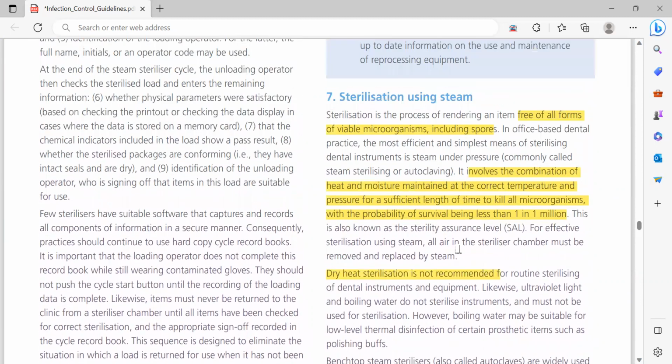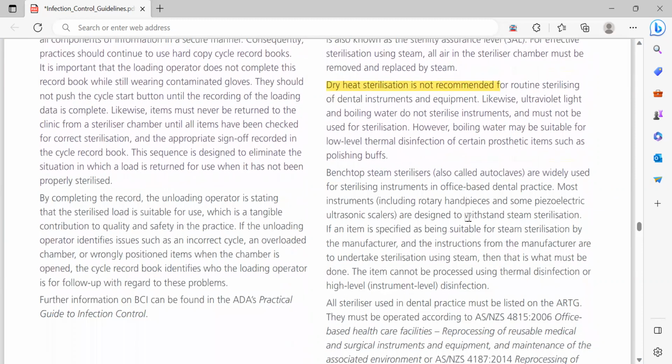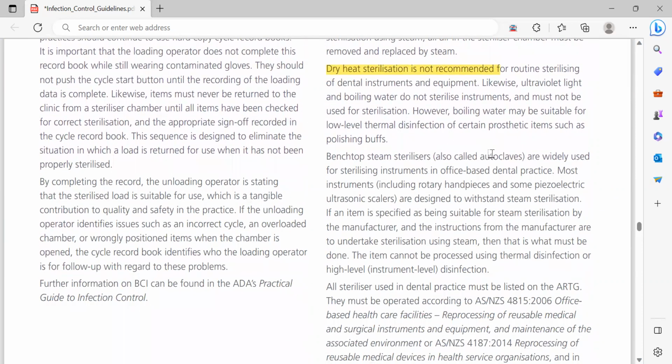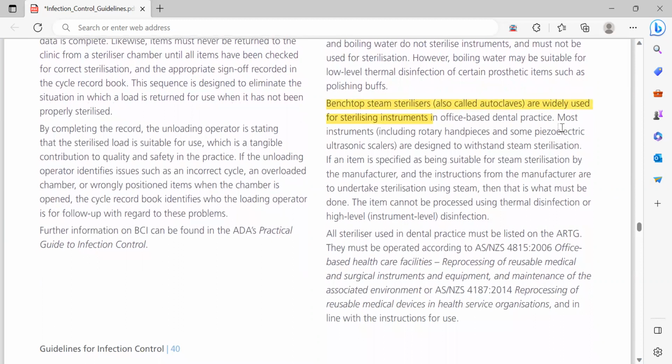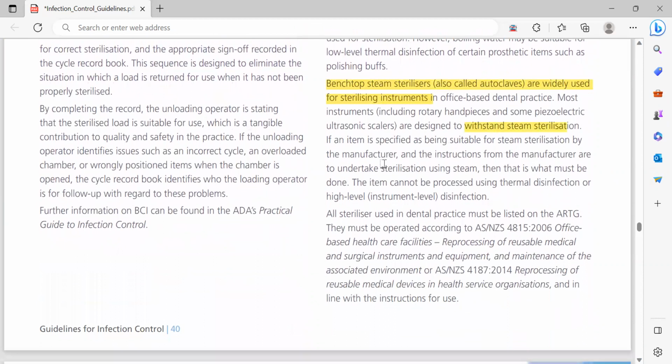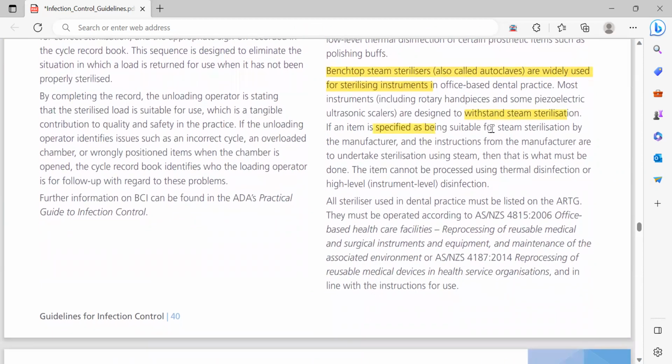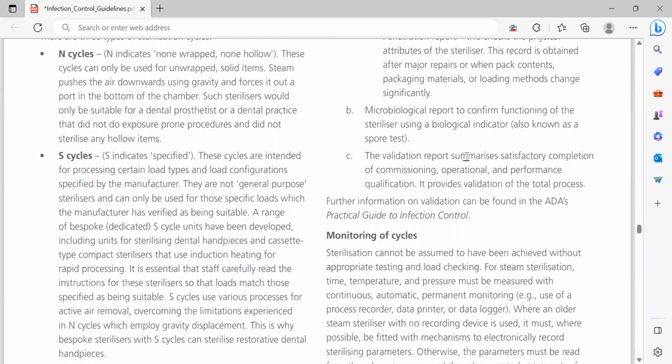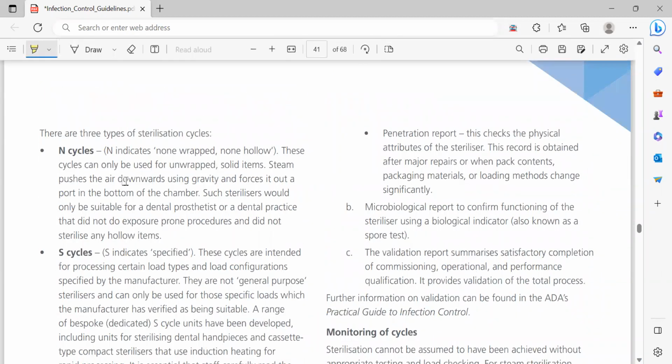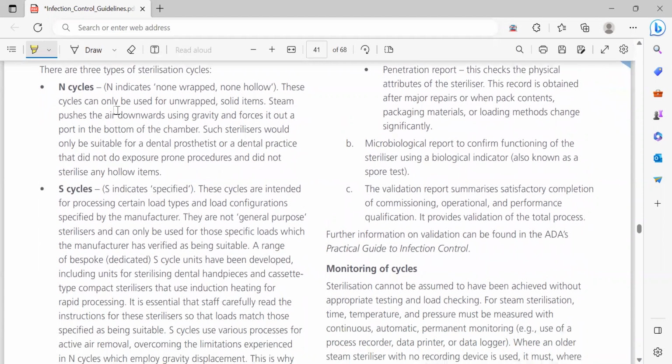Dry heat sterilization is not recommended for routine sterilizing. The normal sterilizers recommended are the autoclaves. Benchtop steam sterilizers, which are the autoclaves, are widely used in office-based dental practices. Most instruments are designed to withstand steam sterilization. If an item is specified as being suitable for steam sterilization by the manufacturer, then the instructions from the manufacturer are followed.